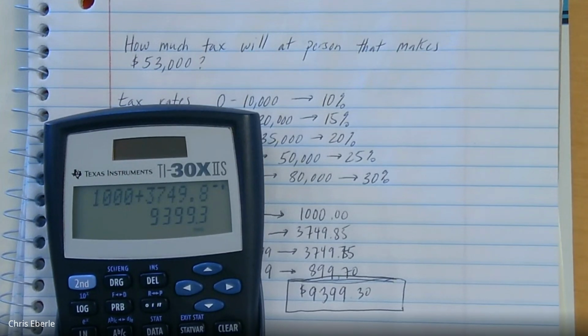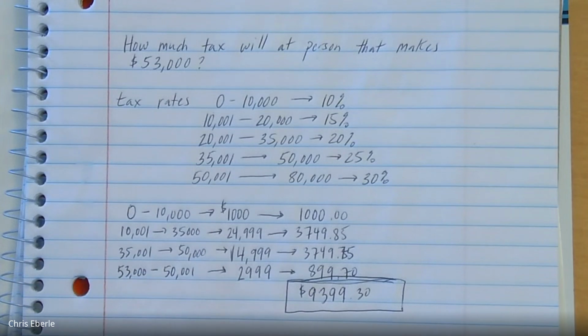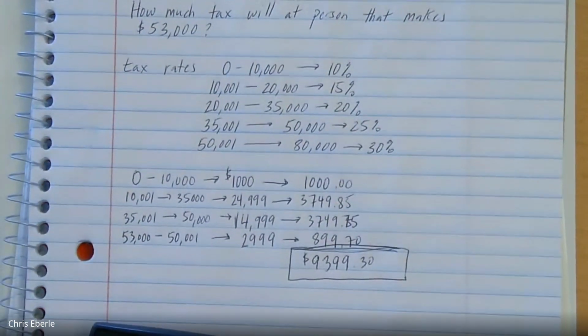All right, so actually this is pretty accurate. It's not completely aligned with the IRS brackets, but it does give you an idea of how to find the total income tax owed if we have a progressive system.